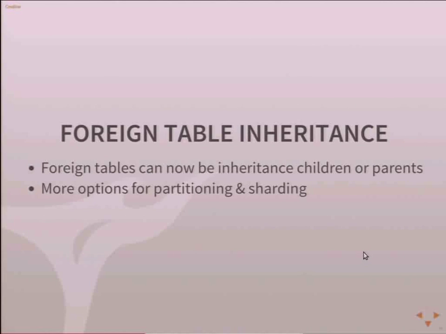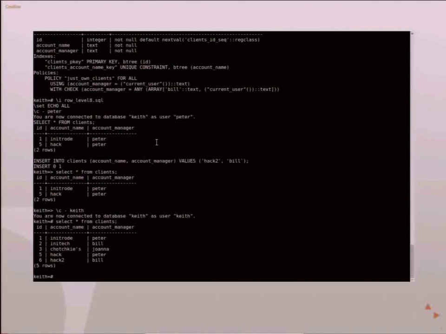Other new feature, foreign table inheritance. If any of you are familiar with the foreign data wrapper, which allows you to connect to other databases, and the inheritance feature, which allows one table to inherit the properties of other tables, now you can combine those two things. This is essentially a very simplified version of sharding. You have all of the other tables on different databases all coming into one. So I'll show you a quick demo of what this looks like.